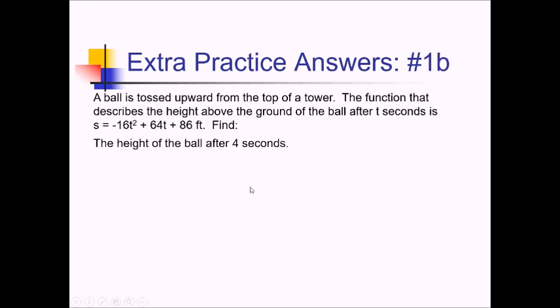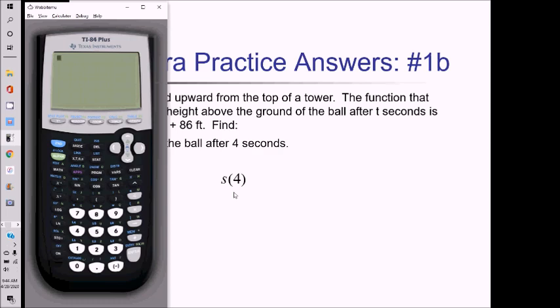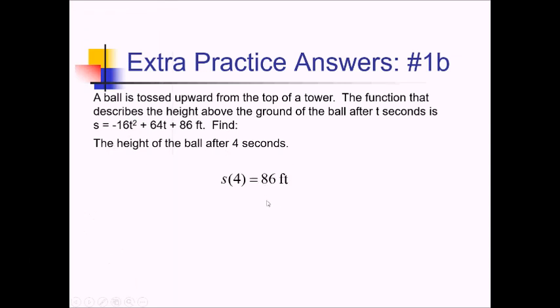On this problem, we want to find the height of the ball after 4 seconds. So we've already got a function for height. That's the S function here. So we just need to find S of 4, and let's do that on the calculator. Since I already have the S function stored as my y1 on the calculator, I'm just going to do alpha trace, select y1, open a parentheses, and plug in 4. And that's going to give me 86, and that's going to be in units of feet.